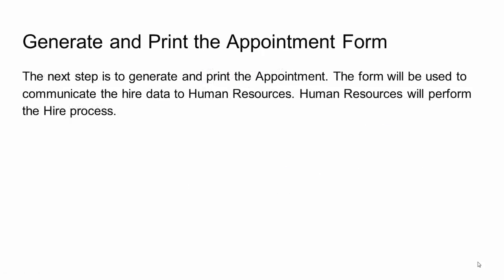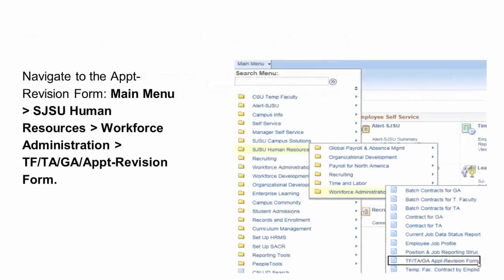Generate and print the appointment form. The next step is to generate and print the appointment form. The form will be used to communicate the hire data to Human Resources. Human Resources will perform the hire process.